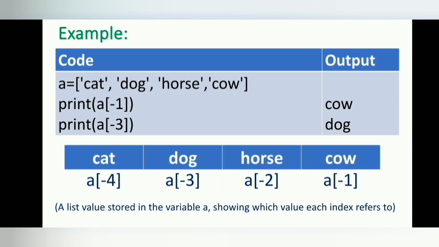the list. The integer value minus 1 refers to the last index in a list. The integer value minus 2 refers to the second to last index in a list and so on. Since minus 0 is the same as 0, negative indexes start from minus 1. In our example, the first print statement print a[-1] will return the last value in the list, that is cow. Similarly, the print statement print a[-3] will return the value dog, which is the third item from the end.